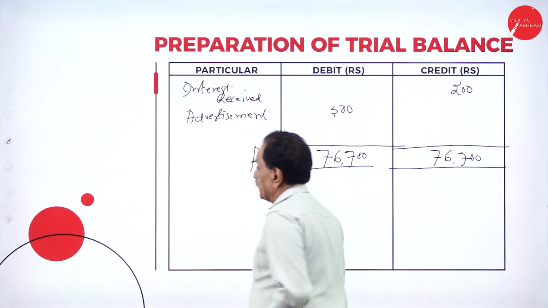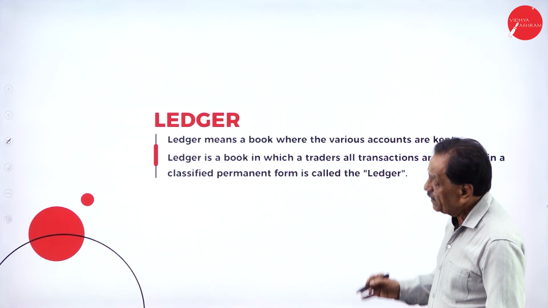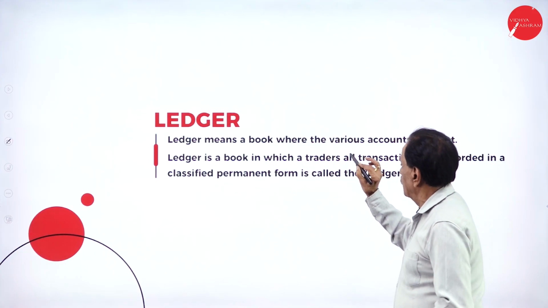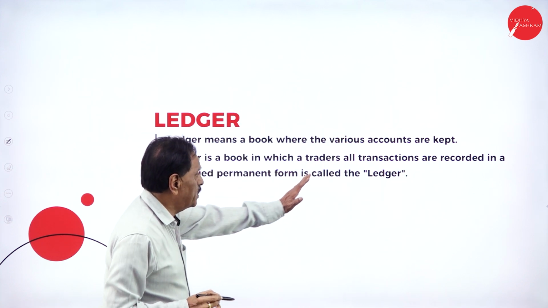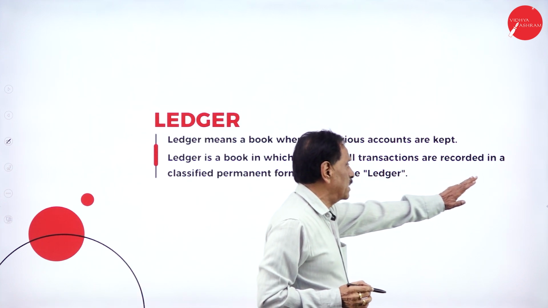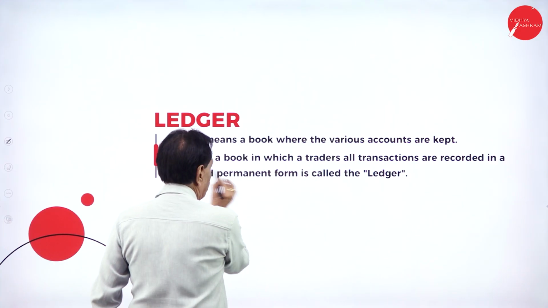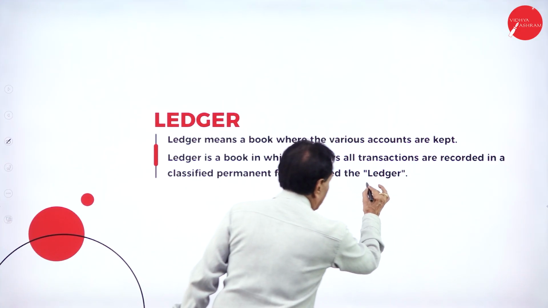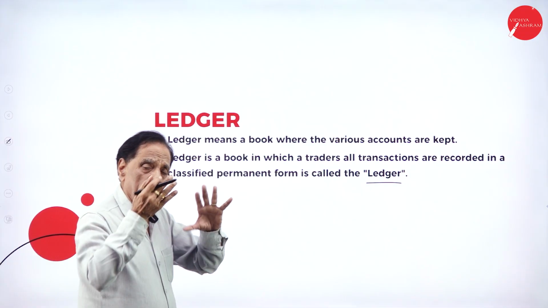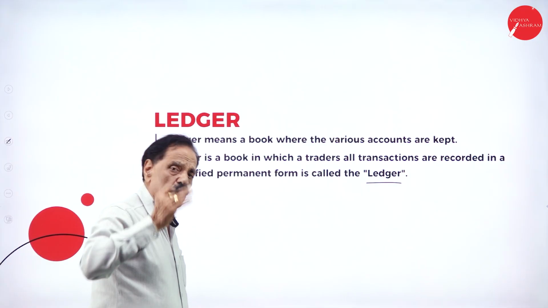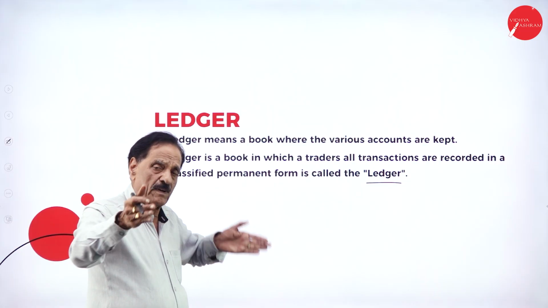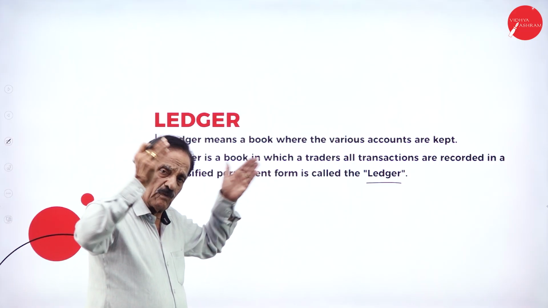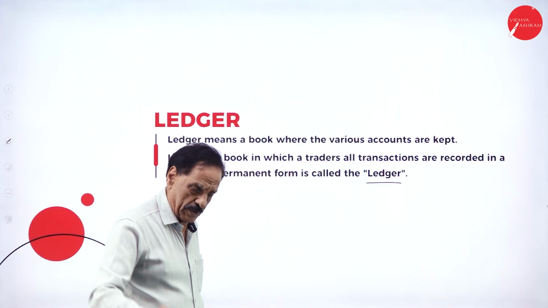76,700. We'll move on. Ledger. Ledger means a book where the various accounts are kept. A ledger is a book in which all of a trader's transactions are recorded in a classified, permanent form. Once you prepare a journal entry, you pass it on to the ledger, where each item is made a separate account: one for salary, one for rent, one for capital, one for cash.